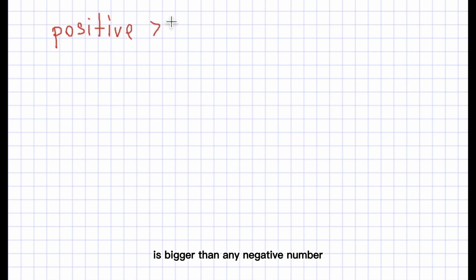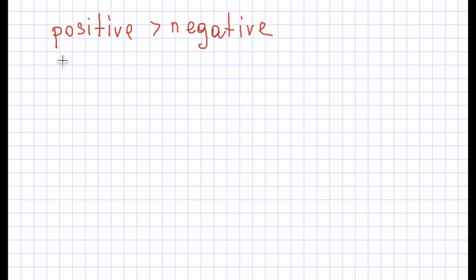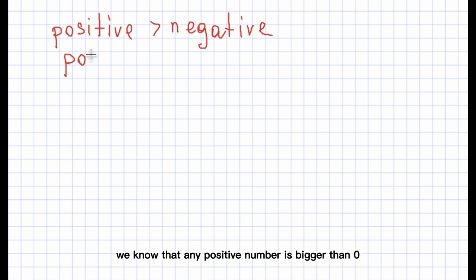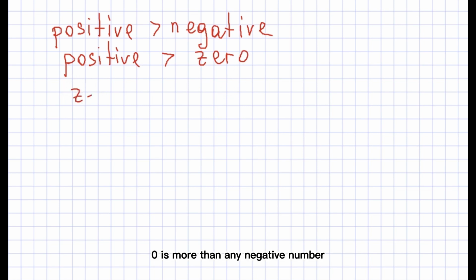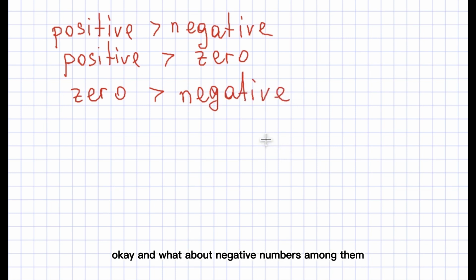Okay. Any positive number is bigger than any negative number. And of course, we know that any positive number is bigger than 0. 0 is more than any negative number. Okay, and what about negative numbers among them, and what about positive numbers among them? We have already talked about it.